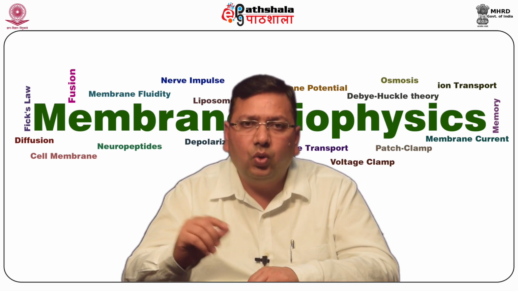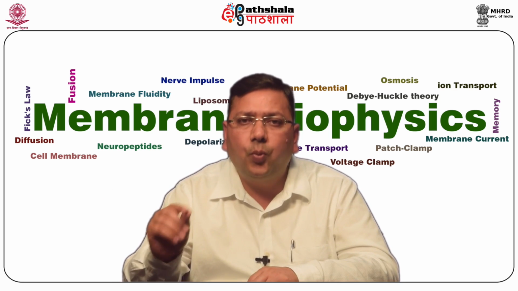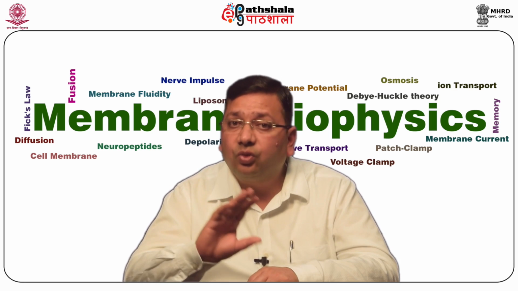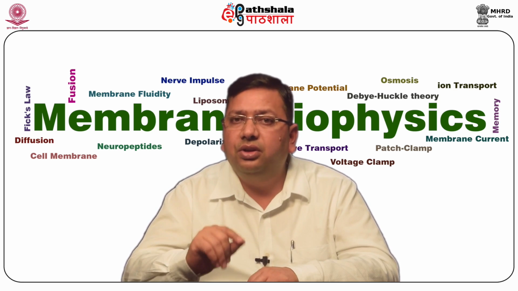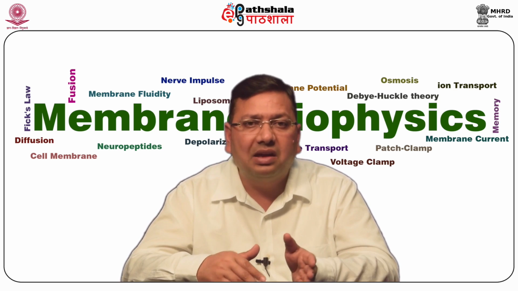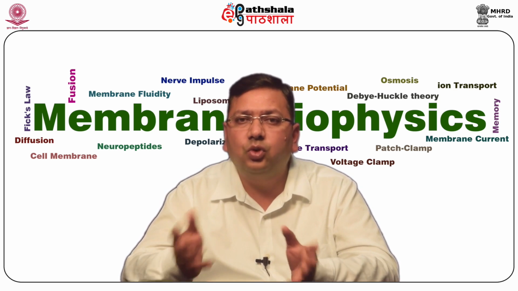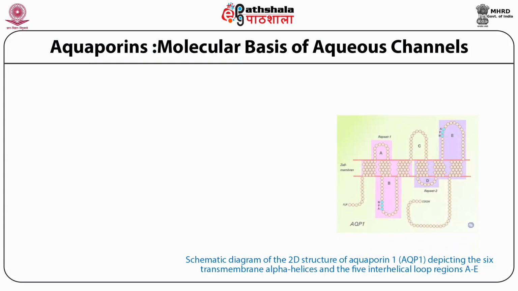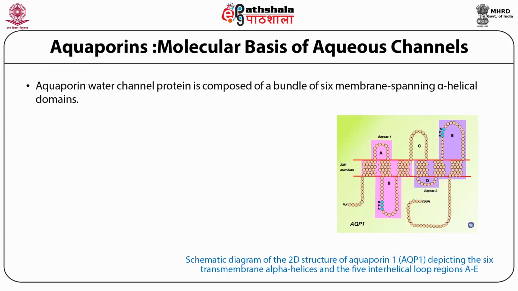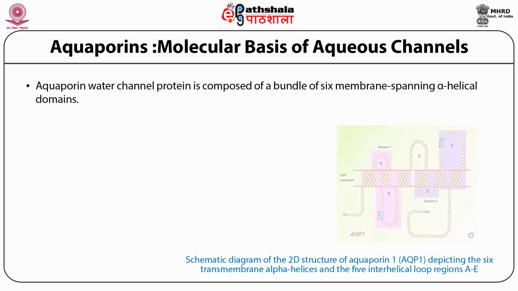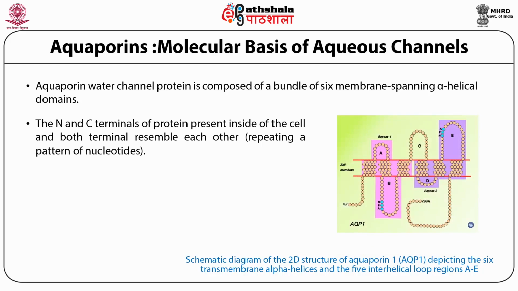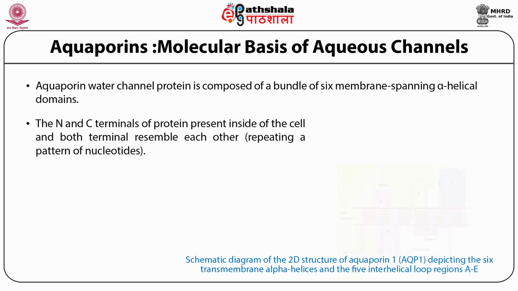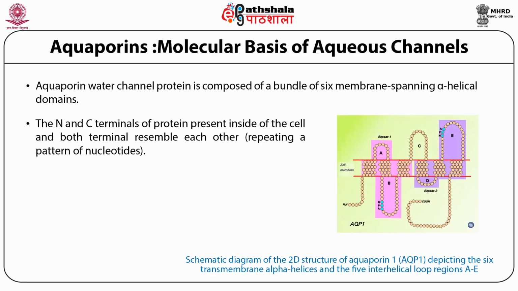Some of them, known as aquaglyceroporins, also transport small uncharged dissolved molecules including ammonia, carbon dioxide, glycerol, and sometimes urea. As seen in the figure, the aquaporin water channel protein is composed of a bundle of 6 membrane-spanning alpha helical domains. The N and C terminals of the protein are present inside the cell, and both terminals resemble each other. They show a repeating pattern of nucleotides.